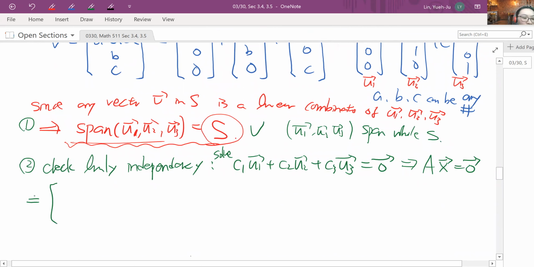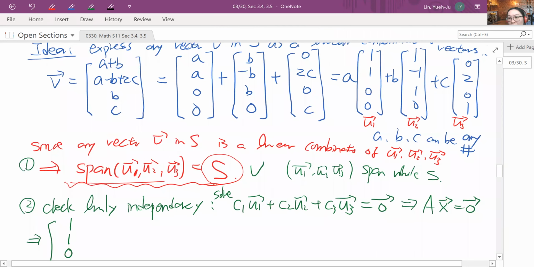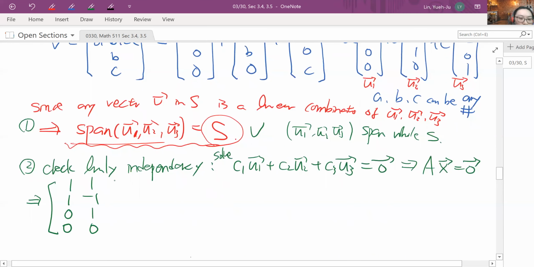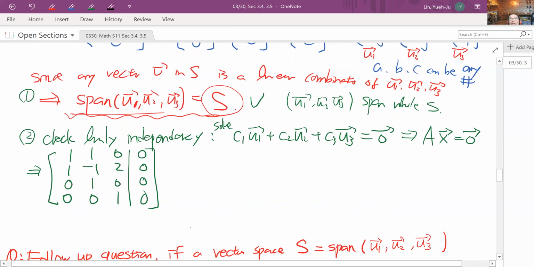And your matrix is going to look like, as I said, U1 will be in the first column, and U2 will be 1, -1, 1, 0. That's U2. And U3 is 0, 2, 0, 1. So you're solving this non-square system. So you cannot even use the determinant. Then you really have to solve it, essentially Gaussian elimination.